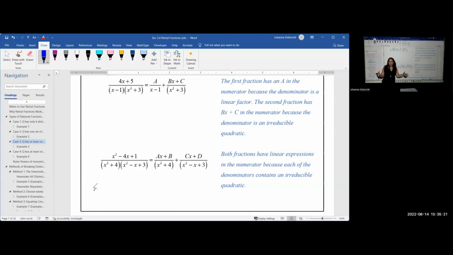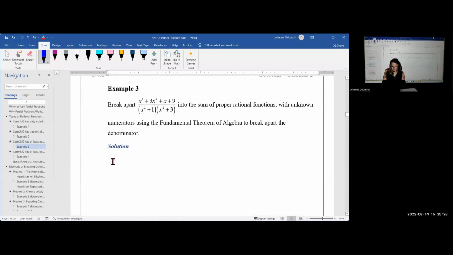They're always either going to be constant or linear, because that's what we have. All right, let's practice this on example 3.